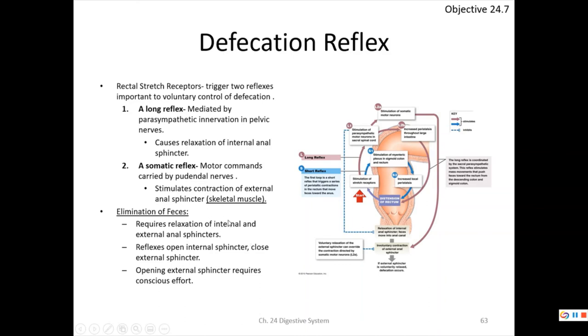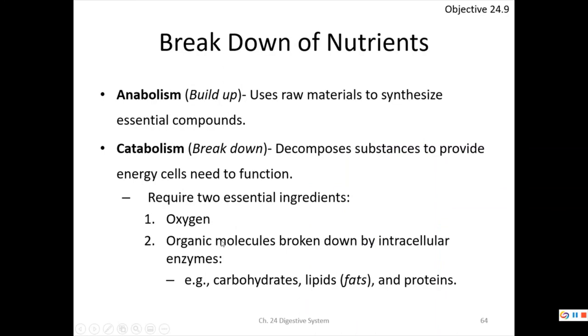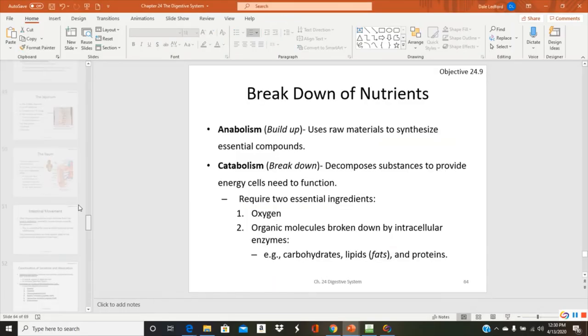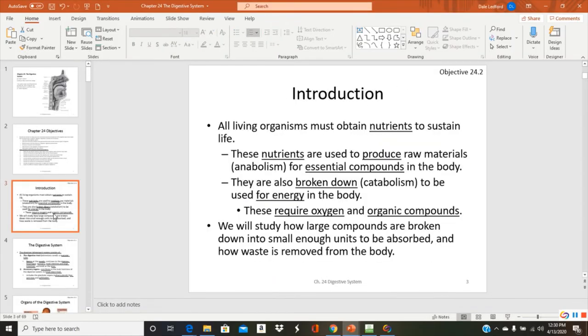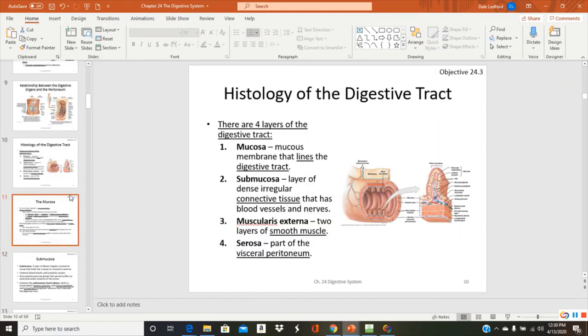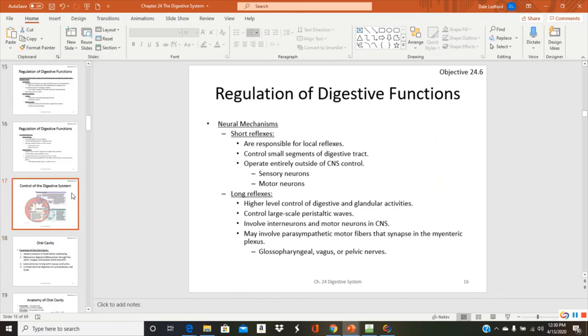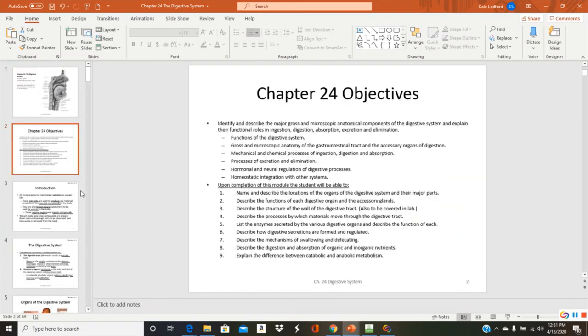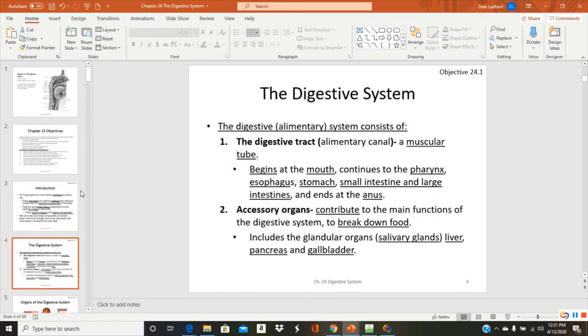Okay. Now anabolism, you build up, you use the raw materials to make things. I mean, didn't we already talk about this at the first? I'm pretty sure that I've done that at the beginning. We used to do that at the end. I thought we did this at the beginning, and I couldn't remember. Yeah, we did.